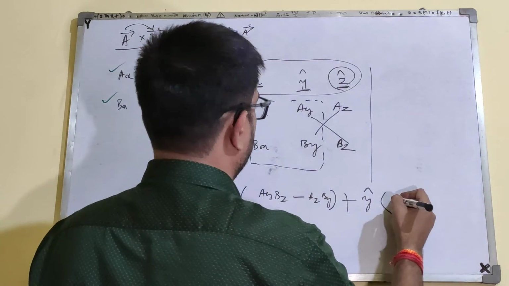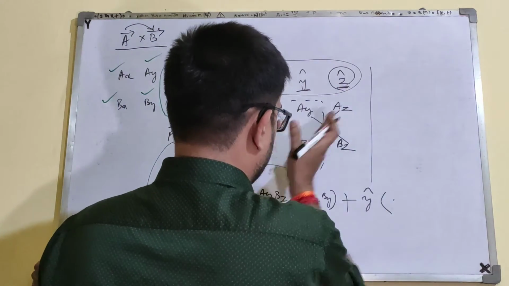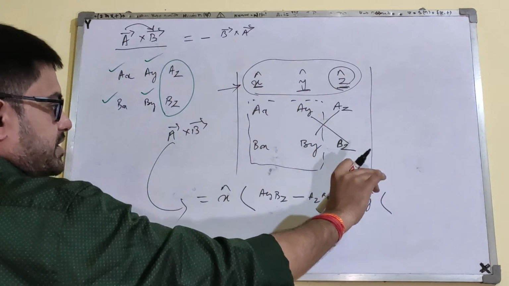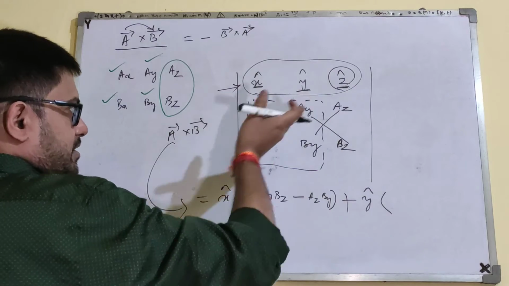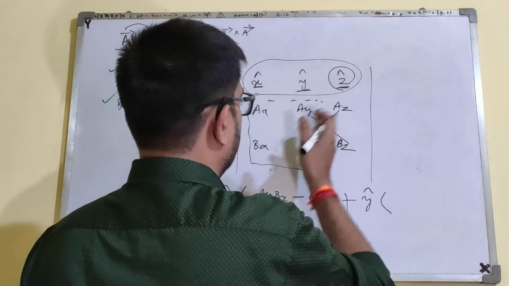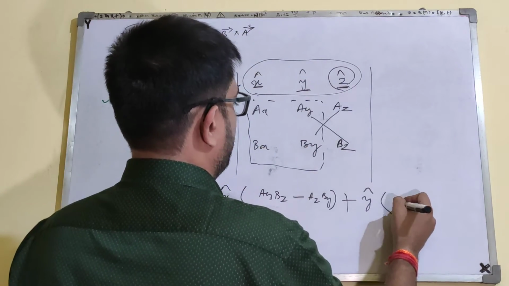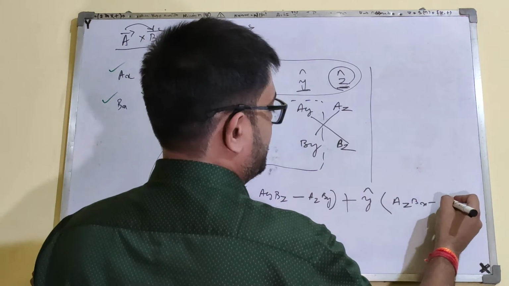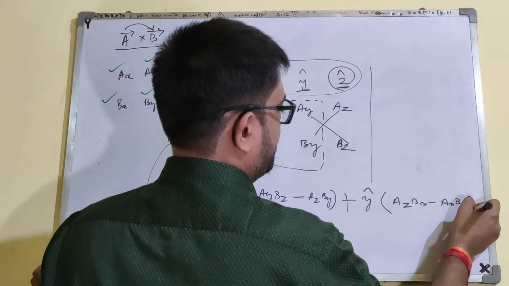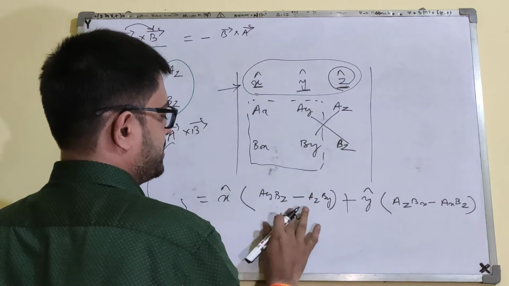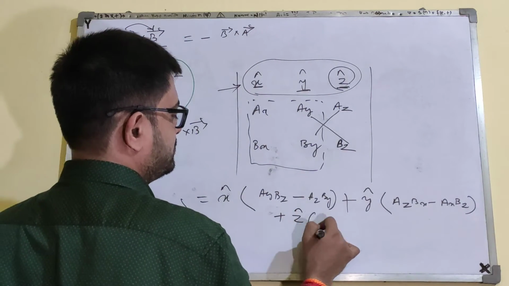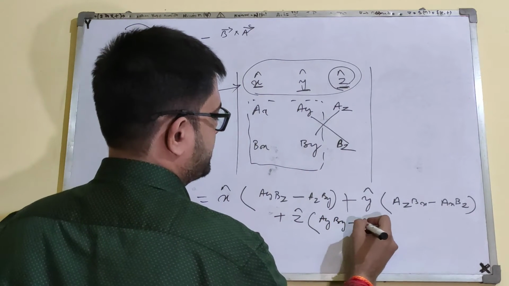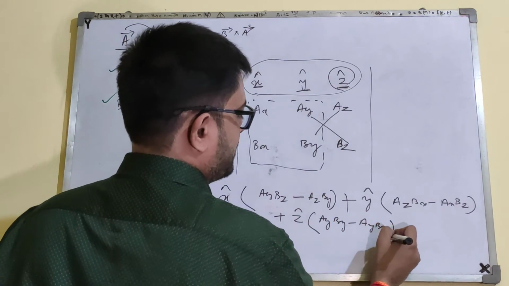Similarly, y cap will be, here I'm going to write it as plus, so I have to reverse the order of subtraction here, which is (AZ BX minus AX BZ), plus z cap (AX BY minus AY BX). Okay.